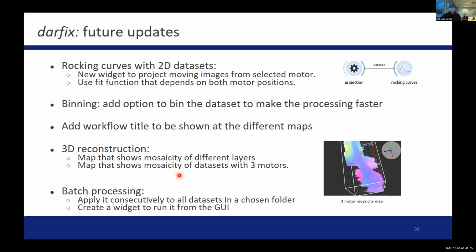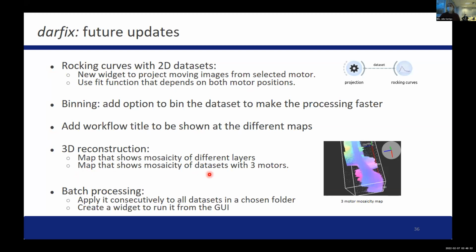We are also working on the 3D reconstruction. First of all, we are working on using 3D reconstruction to show the different mosaicity maps from different data sets. So for example, if you have a scan with different layers, we are trying to reconstruct the different mosaicity maps to have it all together from all of the different layers of your data set, of your scan.